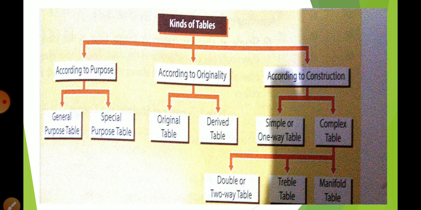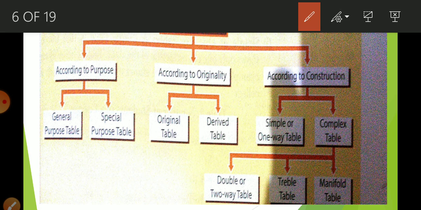Now the next topic is kinds of tables. How many types of tables are there? When you are going to study kinds of tables, we are going to divide tables on the basis of purpose, on the basis of originality, and on the basis of construction. So, on the basis of purpose, there are general and specific.